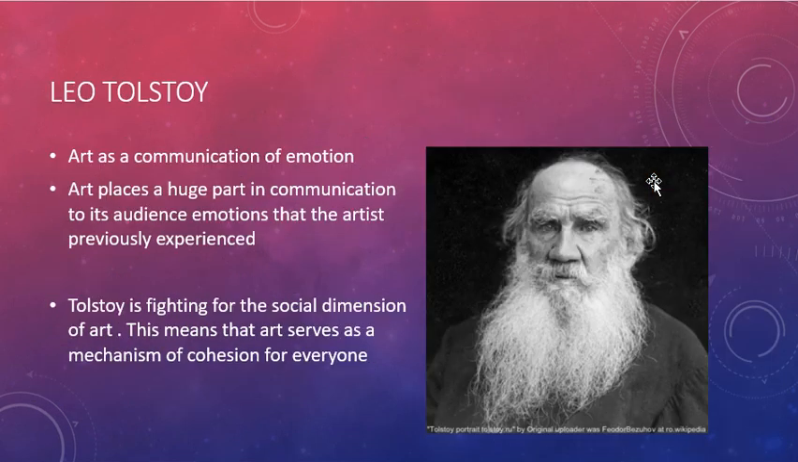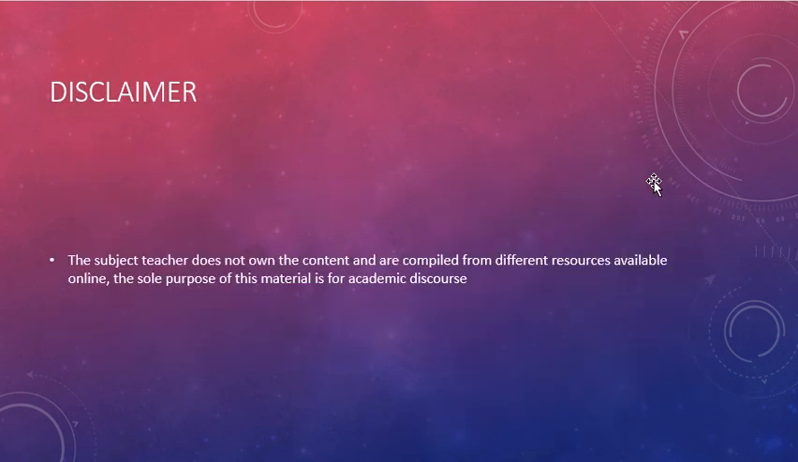Let's now move to Leo Tolstoy. For him, art is a communication of emotion. Art plays a huge part in communicating to its audience the emotions that the artist previously experienced. Tolstoy is fighting for the social dimension of art. This means that art serves as a mechanism of cohesion for everyone, something that initiates, something that triggers. So that is art as a communication of emotion.